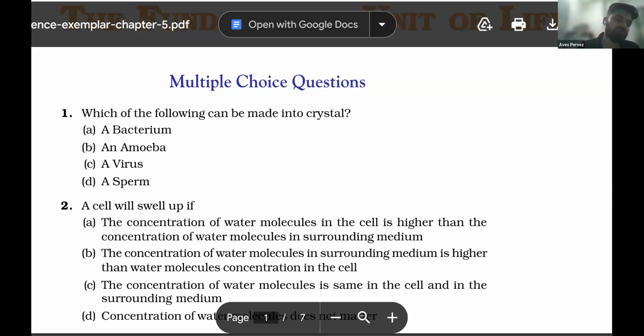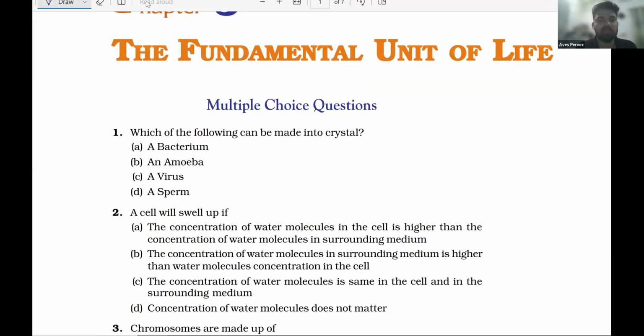Cell theory is not accepted for viruses. I have told you this, and you can check it from your notes. Viruses are in the form of crystals. Got it? Yes, sir. Do question number two.